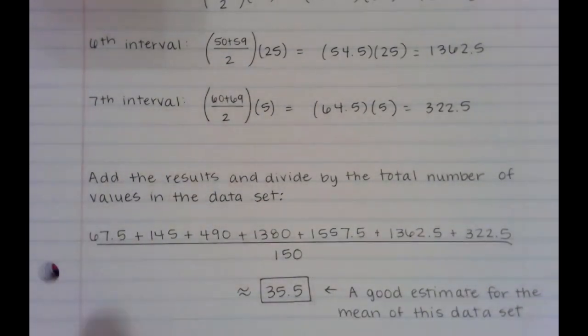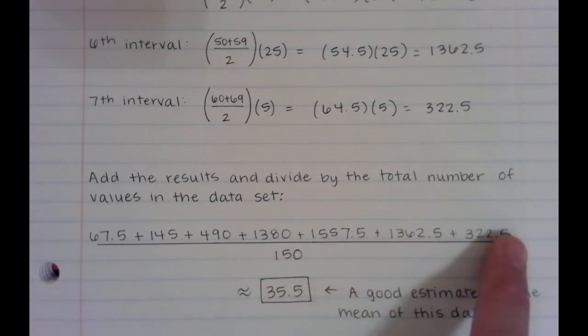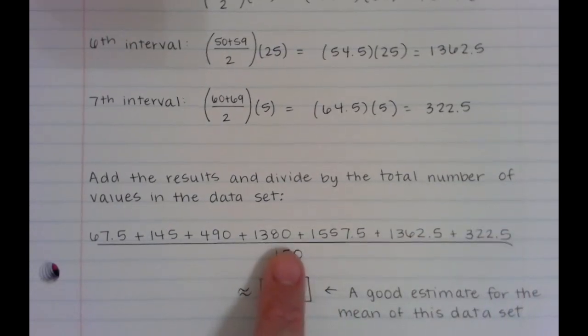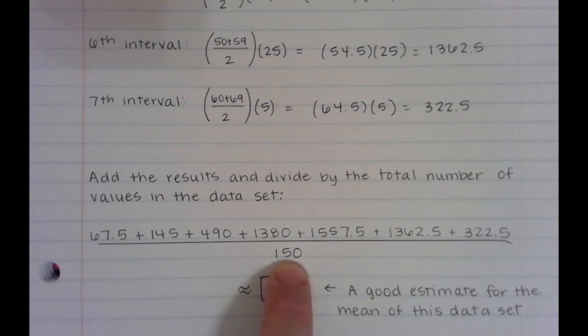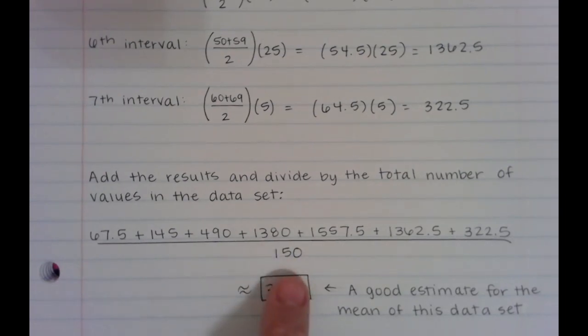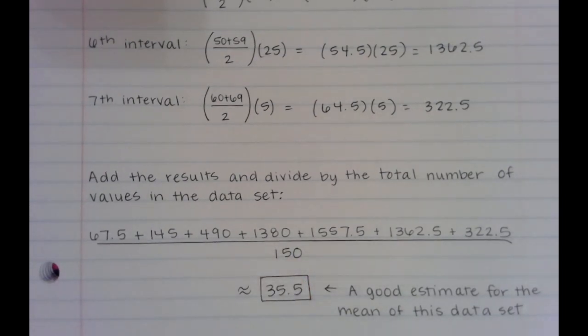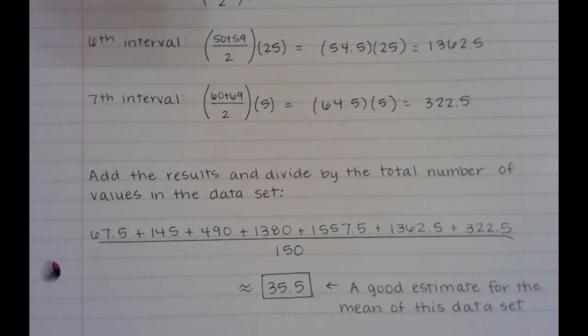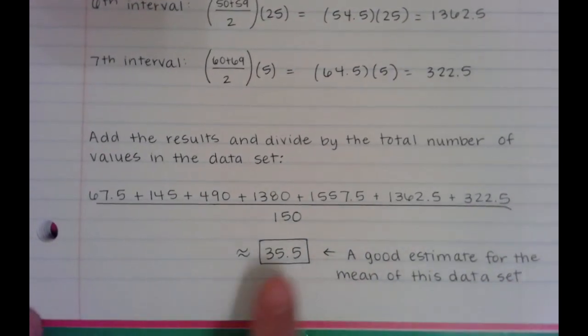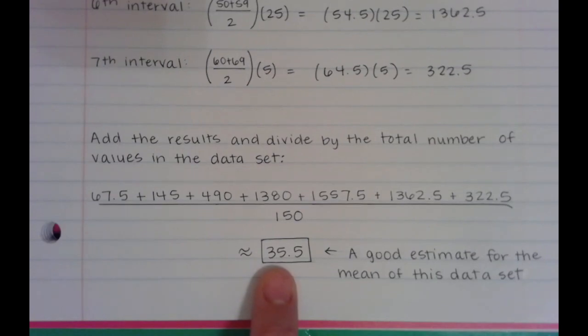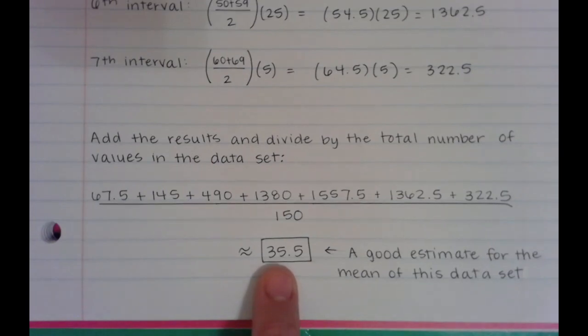When I do that, I'm going to get a big old number on the top of that fraction. Then I'm going to divide it by, in this problem, 150. Remember, we already answered that question in our notes. Question C asked what was the total number of dogs in the shelter. So this isn't getting divided by the number 7, it's getting divided by 150 because that's the number of total values in this entire data set. When I type that into my calculator and do the division, I get 35.5. Remember, 35.5 means 35.5 pounds. We were trying to figure out a good estimate for the mean weight of a dog in the shelter.